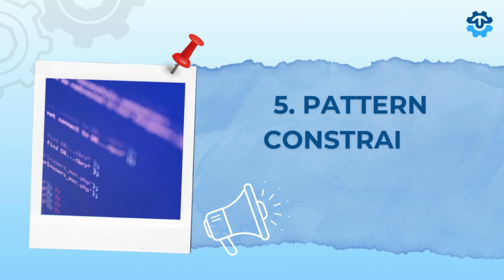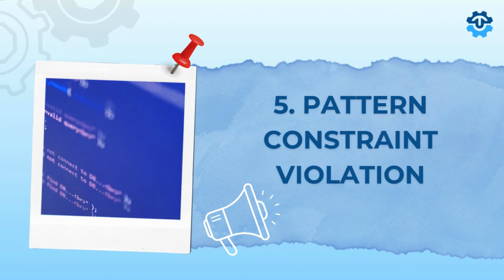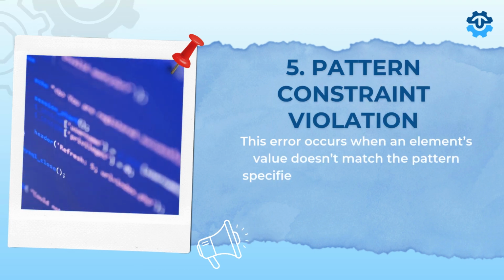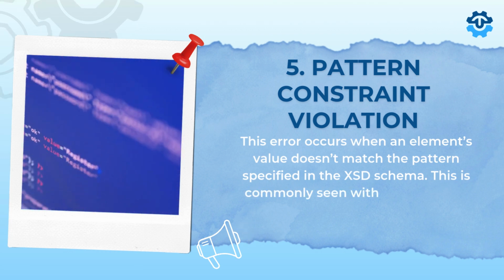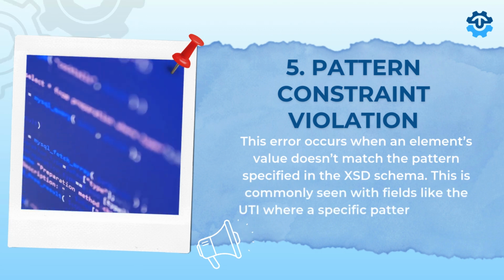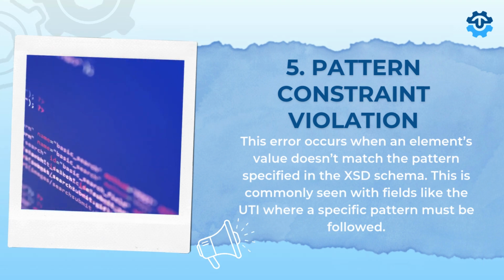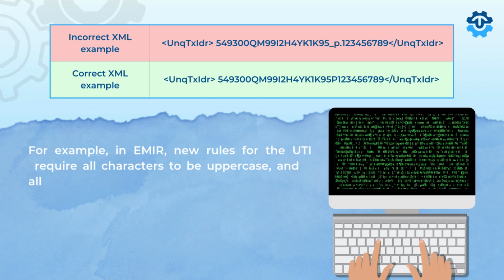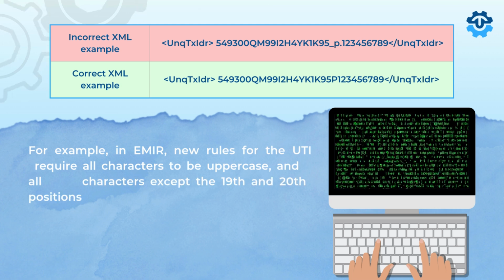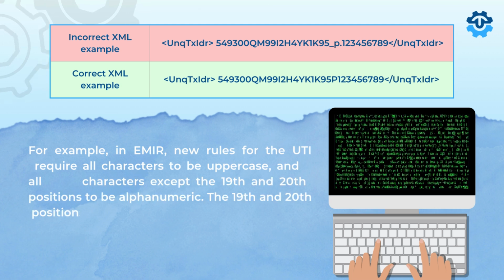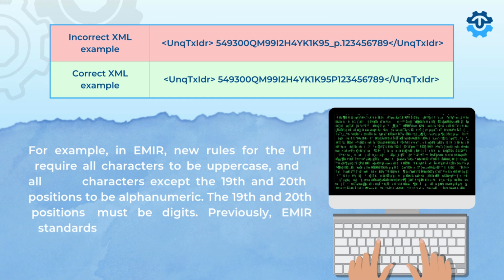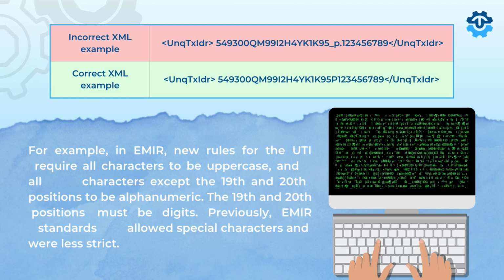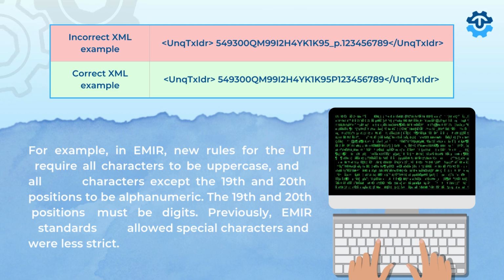Error 5. Pattern constraint violation. This error occurs when an element's value doesn't match the pattern specified in the XSD schema. This is commonly seen with fields like the UTI, where a specific pattern must be followed. For example, in EMIR, new rules for the UTI require all characters to be uppercase, and all characters except the 19th and 20th positions to be alphanumeric. The 19th and 20th positions must be digits. Previously, EMIR standards allowed special characters and were less strict.